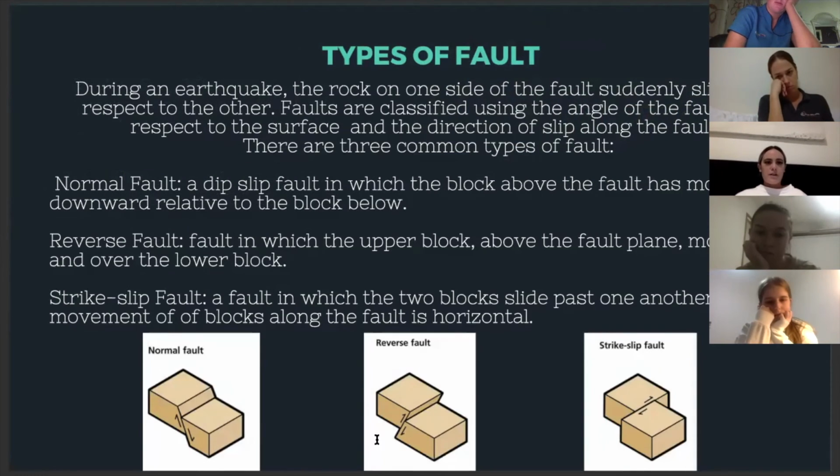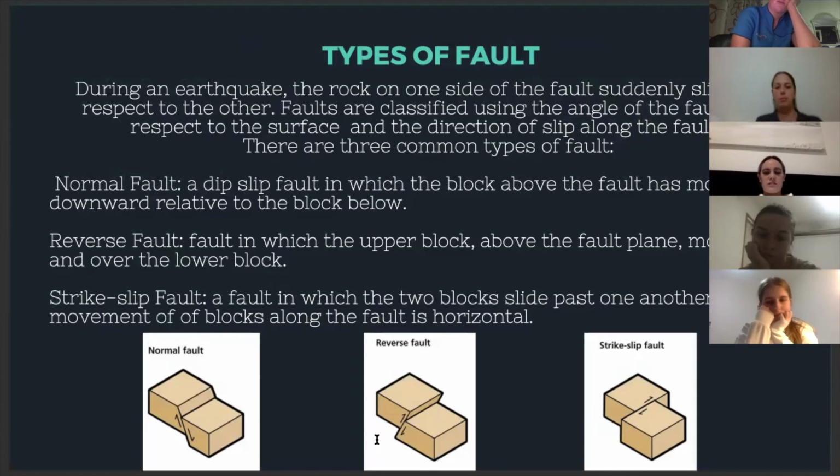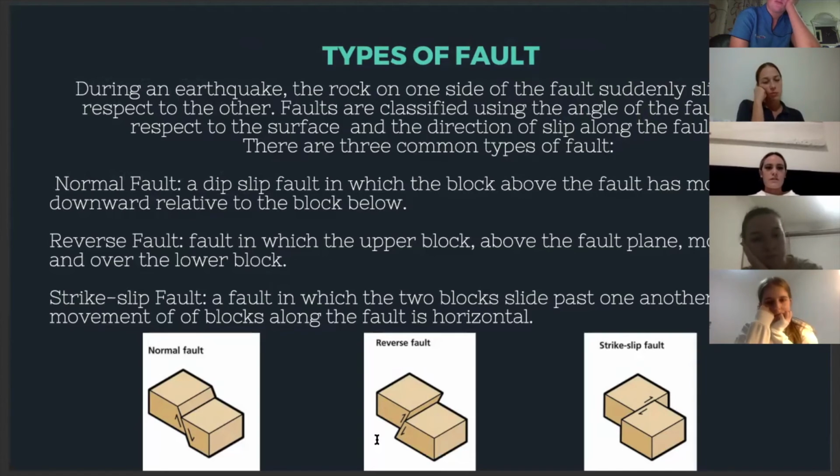So I mentioned faults before. Essentially they're just the crack you get between the plates, like the surface. During an earthquake, the rock on one side of the fault suddenly slips with respect to the other. Faults are classified using the angle of the fault with respect to the surface and the direction of slip along the fault. There are three types of faults. You've got your normal fault, which is a dip fault in which the block above the fault has moved downwards relative to the block below, which we can see in our little image.